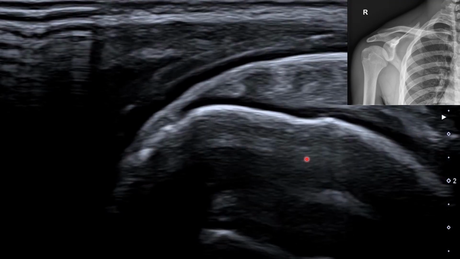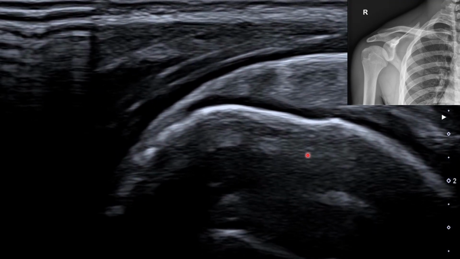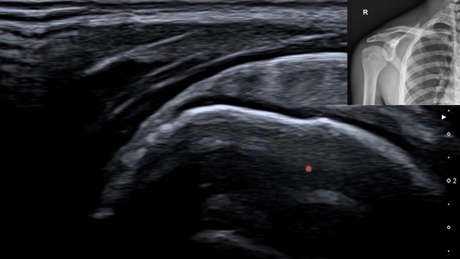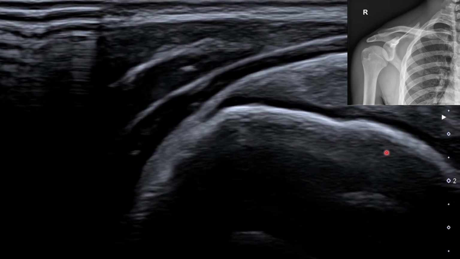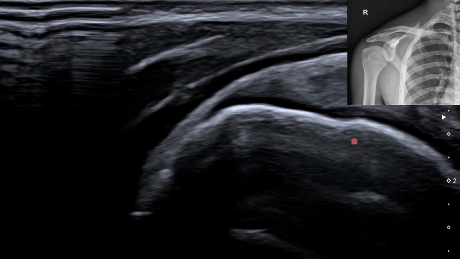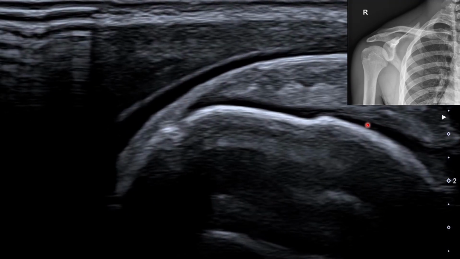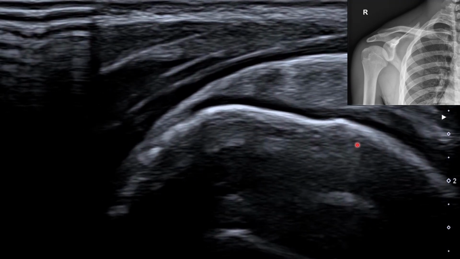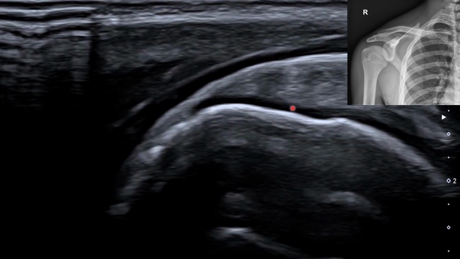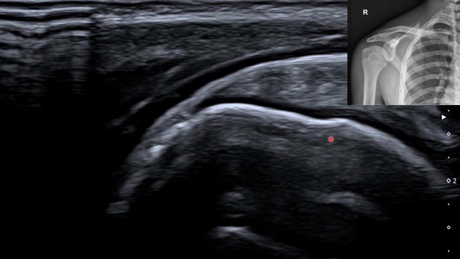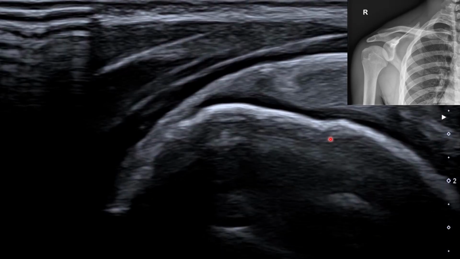Then, we have made sure that the effusion is not coming from blood or bleeding. So the only culprit that we have there is inflammation around the tendon sheath. So that's the only problem that we have.